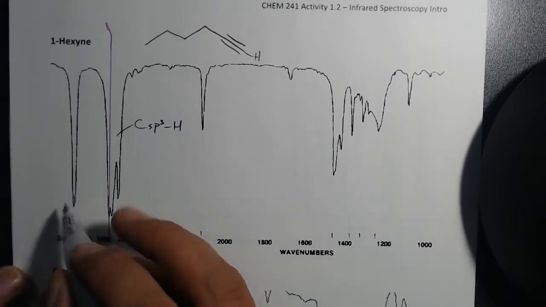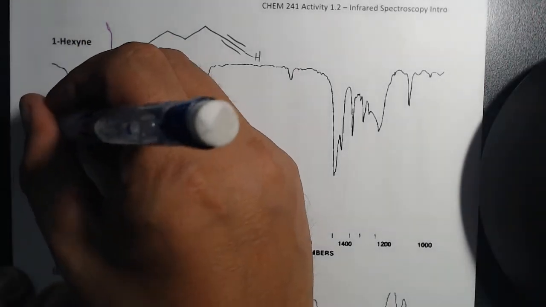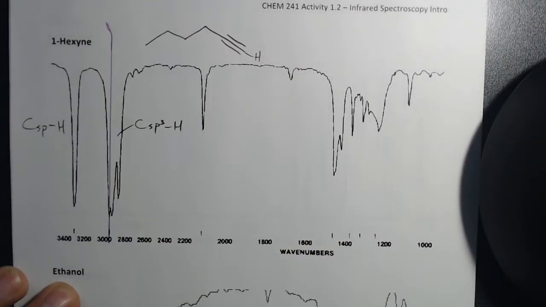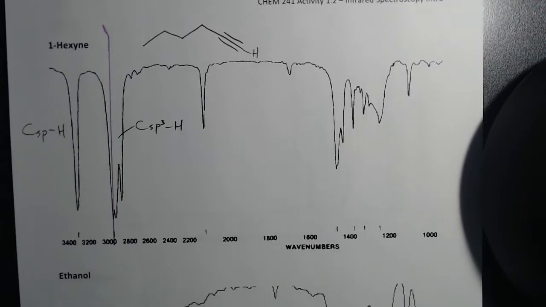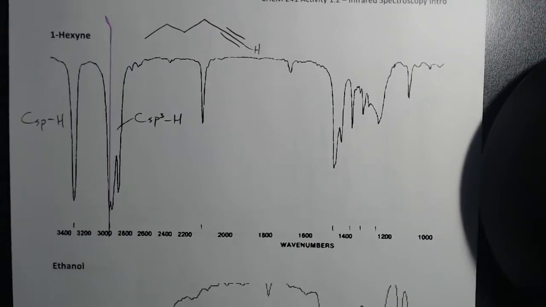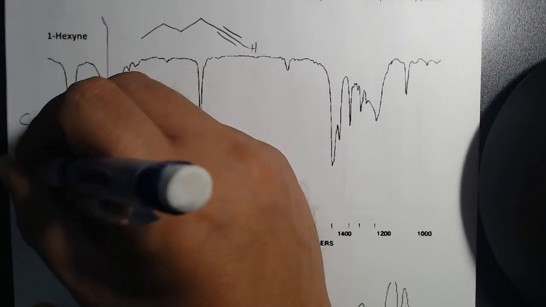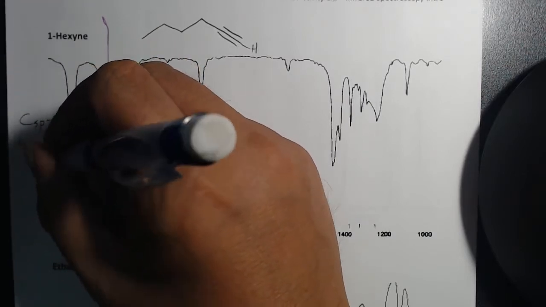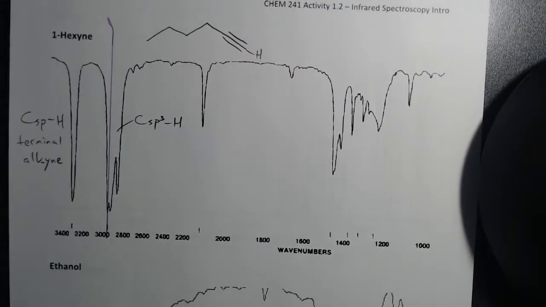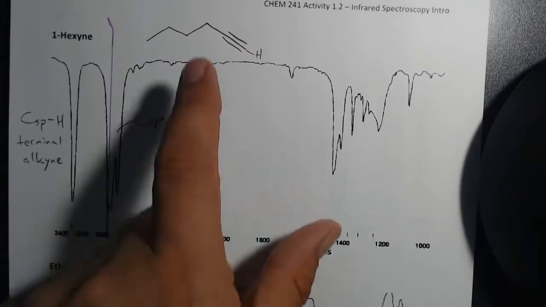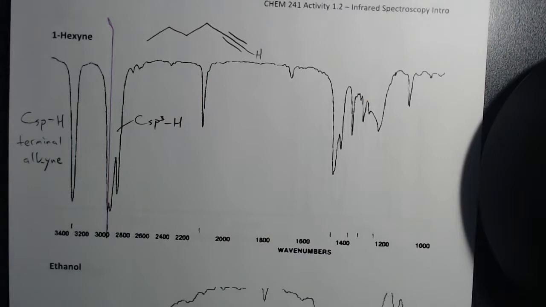So this right here is for a CSPH. And that's from an alkyne, but I want to be specific here. This is a terminal alkyne. And all that means is that it's at the end of a chain. If it's on the inside of the chain, that CH is not even in the compound. You don't have a CH unless it's at the end of the chain.